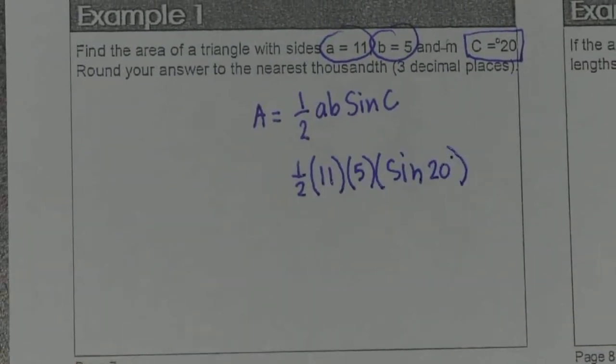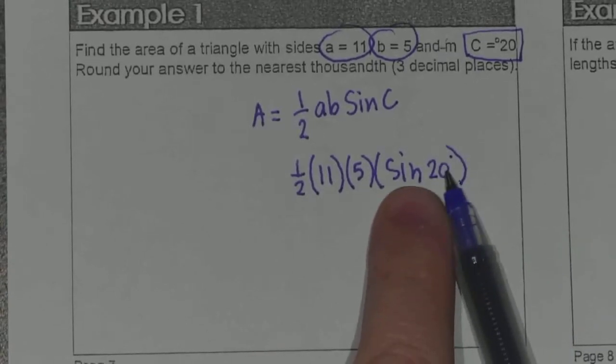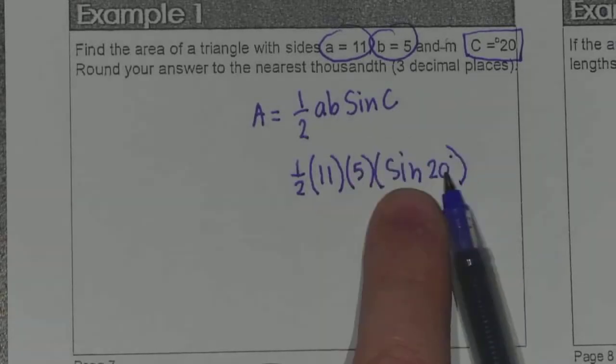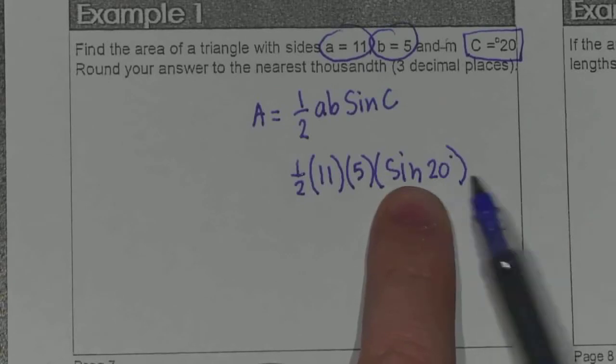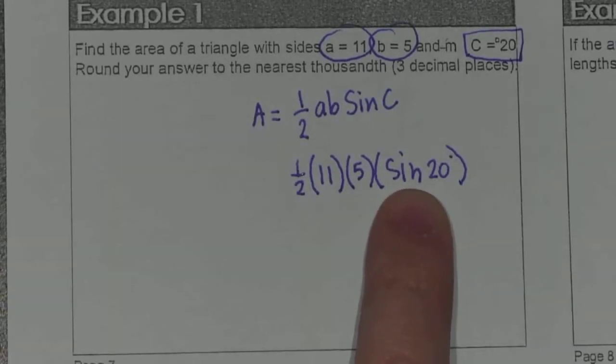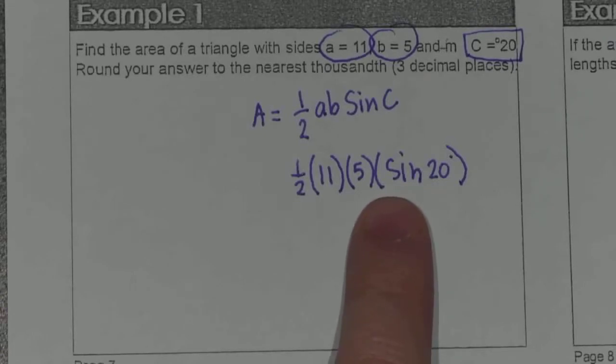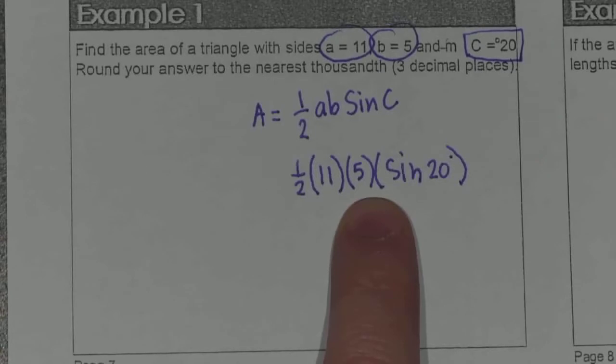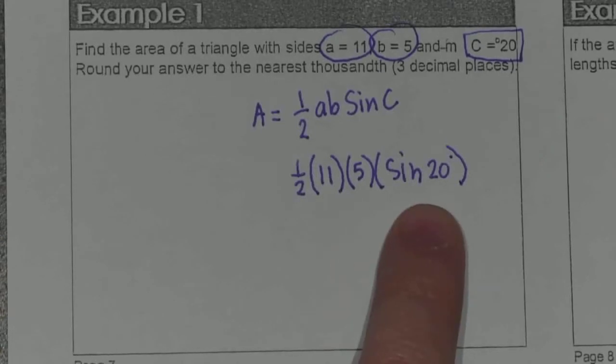Okay, the most commonly missed problem on the last test was that you guys didn't turn your calculators into degrees when you needed to be in degrees and radians when you needed to be in radians. What is your calculator to be in right now? Degrees. So make sure your calculator's in degrees and then just punch this into your calculator. So you can do 1/2 times 11 times 5 times sine of 20. 9.400.